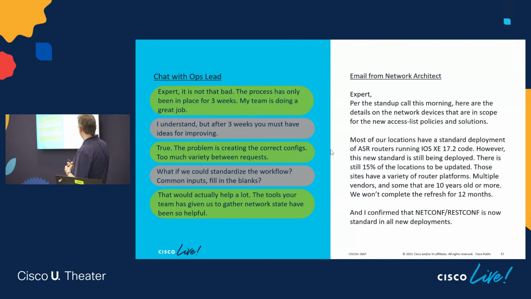So the devices that are in scope for the new access list. Most of our locations have a standard deployment, ASR routers with iOS XE 17.2 code. However, this is a new standard being deployed. There's still 15% of the locations to be updated. Those sites have a variety of router platforms, multiple vendors, and some that are 10 years old or more. We won't complete a refresh for 12 months.